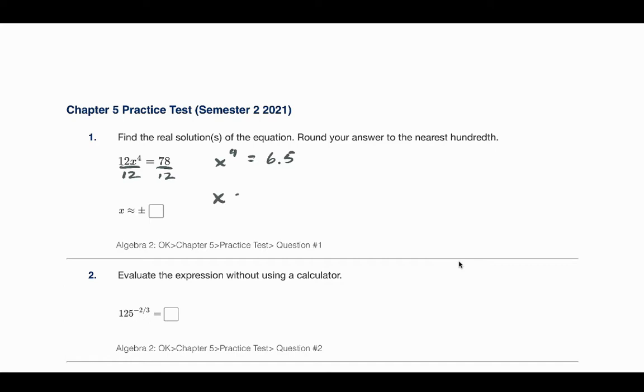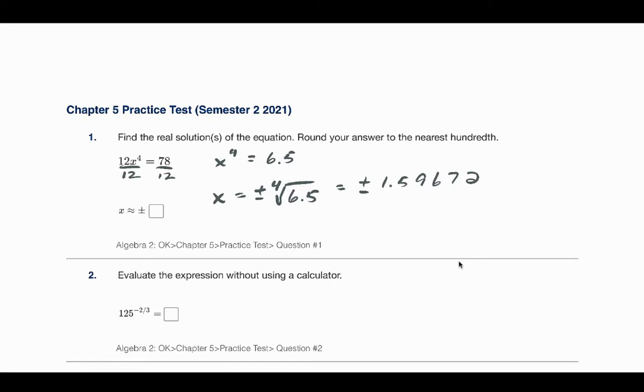So we're going to say that x is equal to, and remember, since it's the fourth root, it's an even root, you're going to say plus or minus, and then you're going to take the fourth root of 6.5. If you plug that into your calculator, you'll get plus or minus 1.59672.